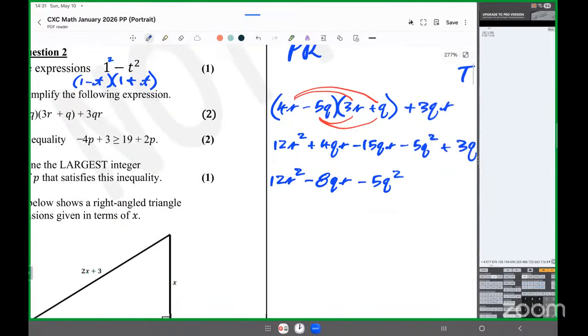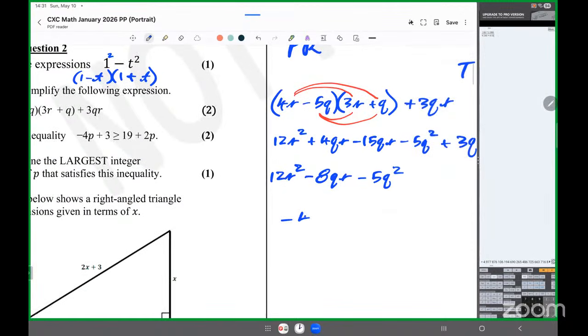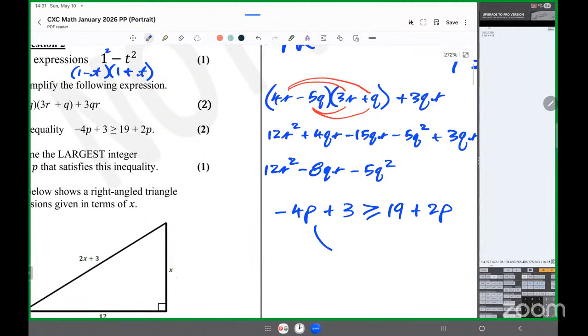All right, so let's do it right here. It's negative 4p plus 3 greater than or equal to 19 plus 2p. I'm basically trying to make p the subject. So you can decide to group the p's on the right side, or you can decide to group them on the left side, your choice. Let's say we're grouping them on the left side. So we're taking this and bringing it over here. Then it will be minus 4p minus 2p, because this comes over and becomes a minus 2p.